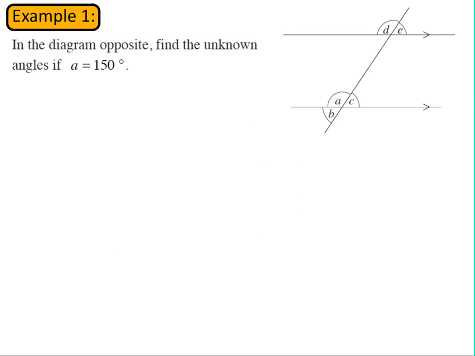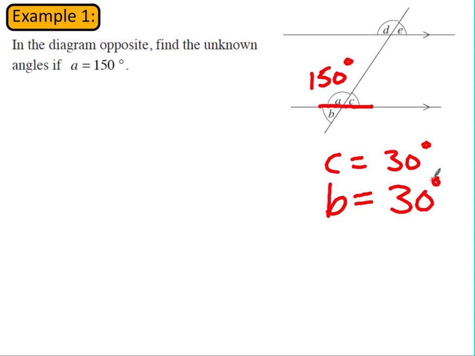Right, so let's look at some further examples. In this diagram it says that A is 150. So let's put that on, 150 degrees here. So let's see if we can use that to work out some of the angles that are missing. Well, A and C are on that straight line, so that means they must add up to 180. So that means that C has to be 30 degrees, and because C is 30 degrees and it's opposite B, then that means that B is also going to be 30 degrees as well.